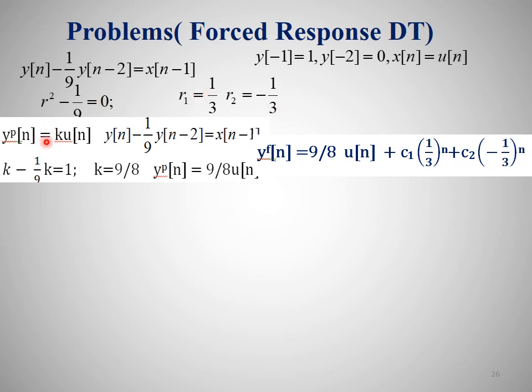The roots are r1 is equal to 1 by 3 and r2 is equal to minus 1 by 3. The particular solution is given here. Yp of n is equal to k into u of n, with y of n minus 1 by 9 y of n minus 2 equal to x of n minus 1. Substituting, we get k minus 1 by 9 k is equal to 1, or k is equal to 9 by 8. Thus, the particular solution is 9 by 8 u of n. Now, the forced response is equal to the particular solution plus the natural response. So 9 by 8 into u of n plus a constant c1 into the first root, 1 by 3 power n, plus c2 into the second root, minus 1 by 3 power n.